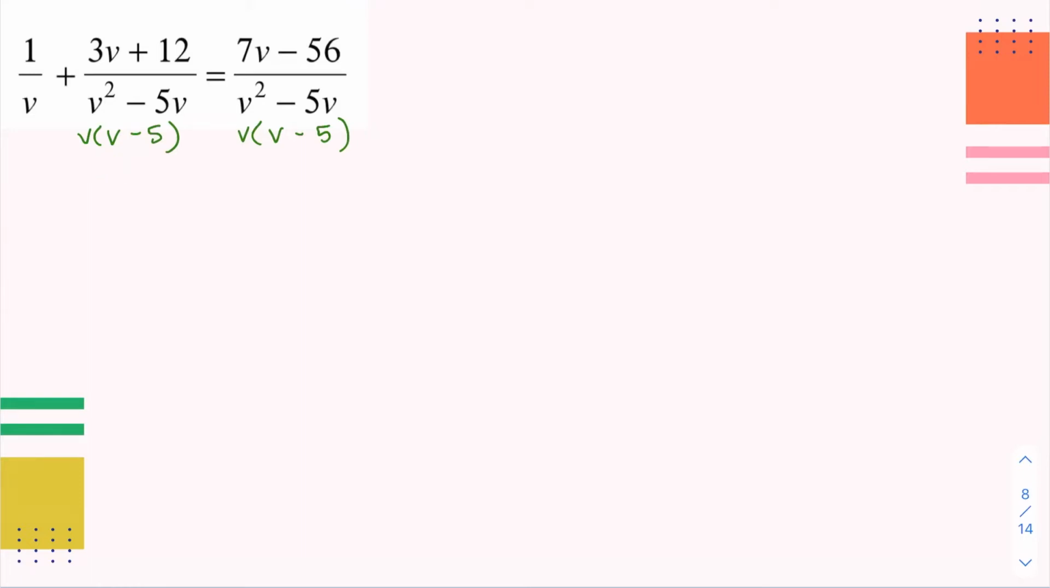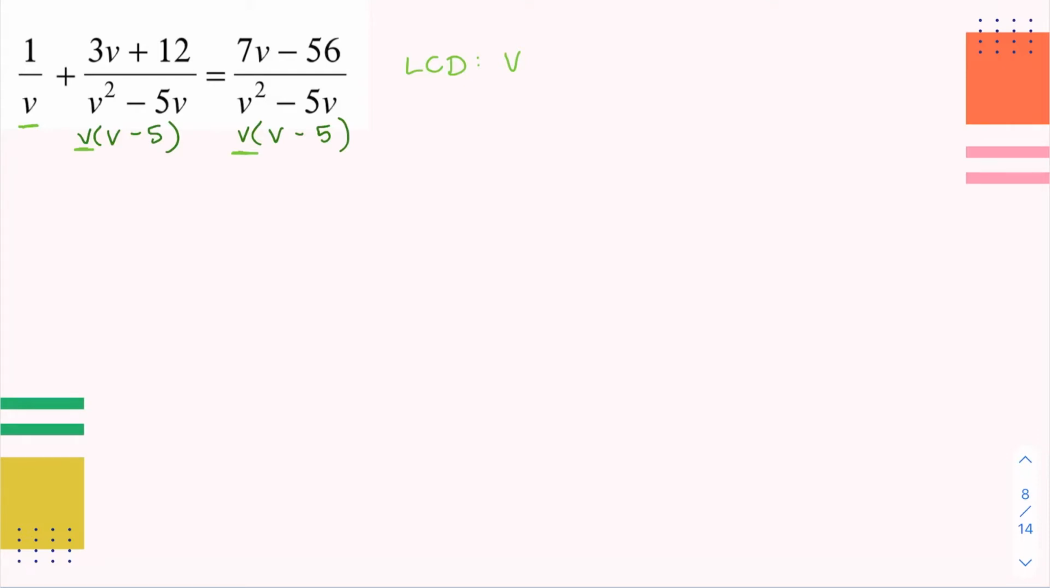So then when it comes to finding my least common denominator, my LCD, I look at what they have in common. Now, one of the things they all have in common, I still only take it once. So they all have a V. So I still only put it in my LCD once. I don't double count anything.